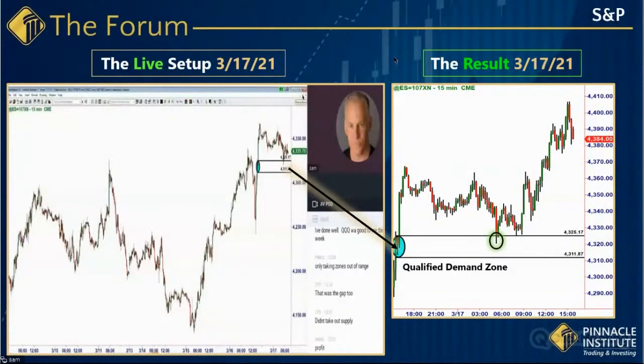Just yesterday, right? This is just yesterday. After the market had rallied quite a bit, on a very small time frame, a 15-minute chart on the S&P continuous contract, so this is not just the day session. During our session, price was trading right down into what was soon to be a qualified demand zone. That's why it's a blue circle, hadn't qualified yet, and rallied off of there.